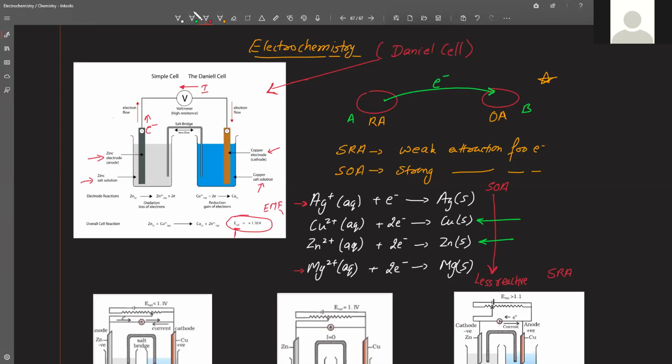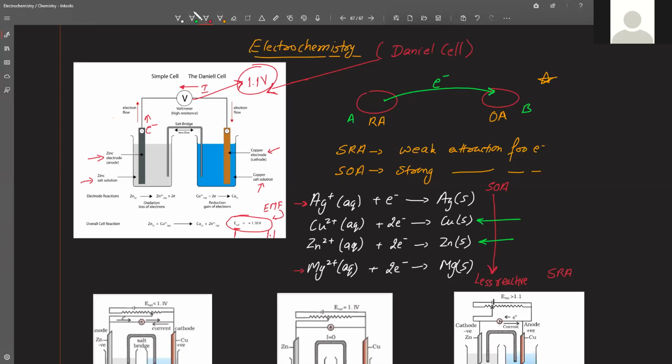Right? What is the EMF of the cell? In this case, the voltmeter gives us that reading. And what is that reading? That reading is 1.1 volt, right? This is what we observe.